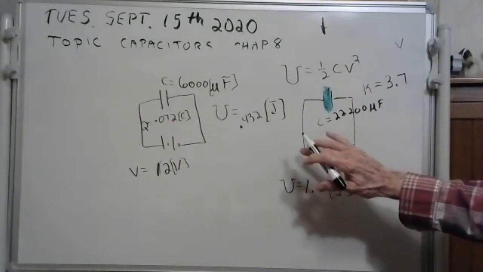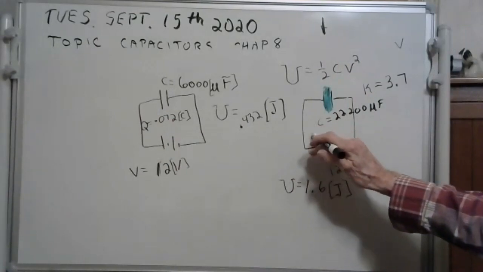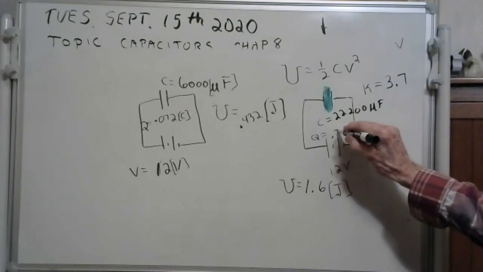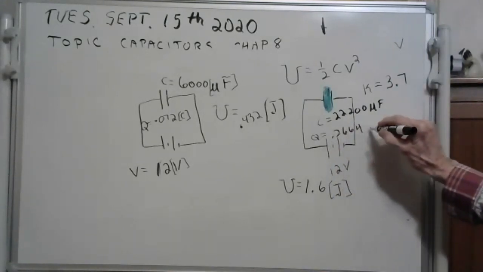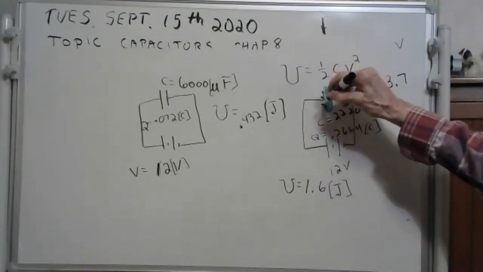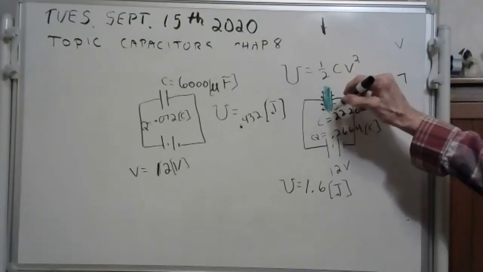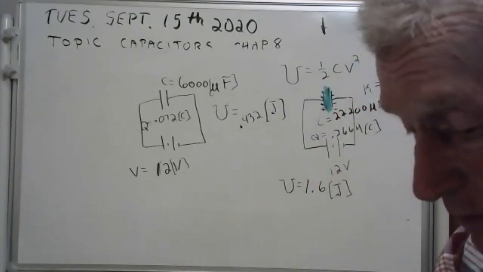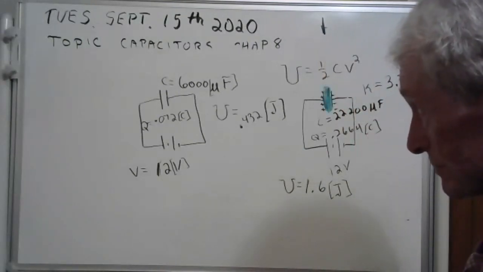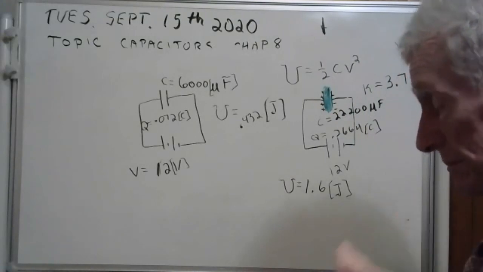Now let's find the charge on this one. Q equals CV. All right. 200 e to the minus 6 times 12. I'm getting 0.2664 coulombs. Hey, we got more charges. Where did the energy come from to push those charges in there? Well, it came from the battery. That's where it came from. The battery is providing the energy here.